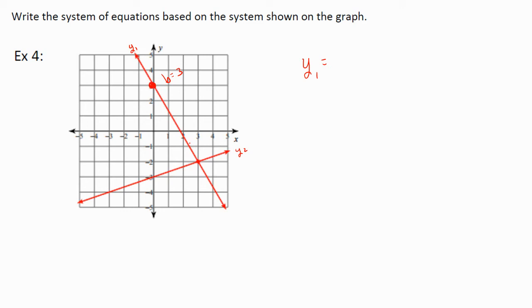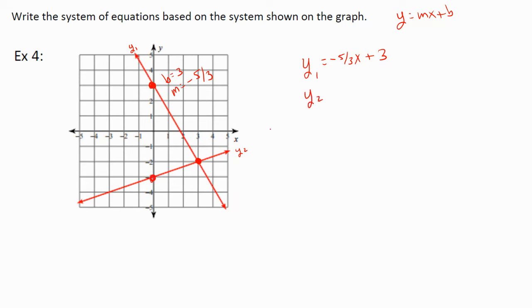The next clean point that I see is all the way down here. So I'm going to go down 1, 2, 3, 4, 5. That's negative 5. And over 1, 2, 3. So my m is a negative 5 over 3. Now remember, we write these in the formula of y equals mx plus b. This is on your formula chart. That's your slope-intercept form. And so it's going to be y equals a negative 5/3 x plus 3. That's my first equation.